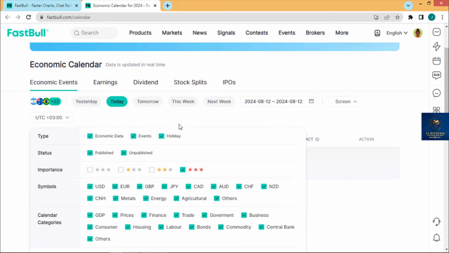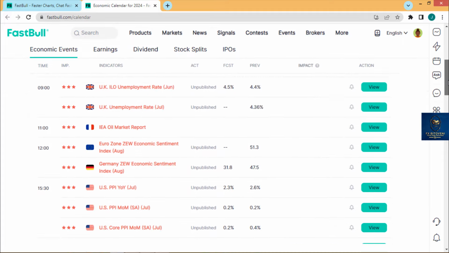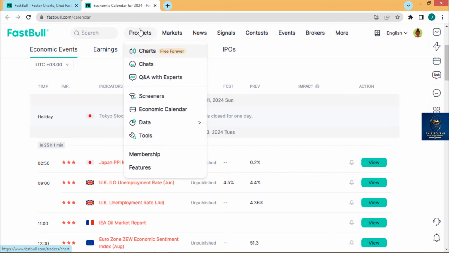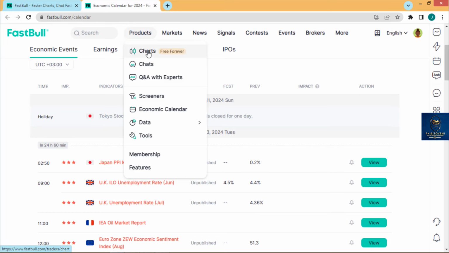Here is your news events, tomorrow, this week, or next week. Maybe this week, you click here and you see your calendar here. Or you can also click here on chart, and then create your account here on FastBull, and here you can meet other traders and share ideas about the market you are interested in. There is a chart room, and there is an economic calendar. You can use that on FastBull. So here, I will click on chart, and then I will show you what I mean.